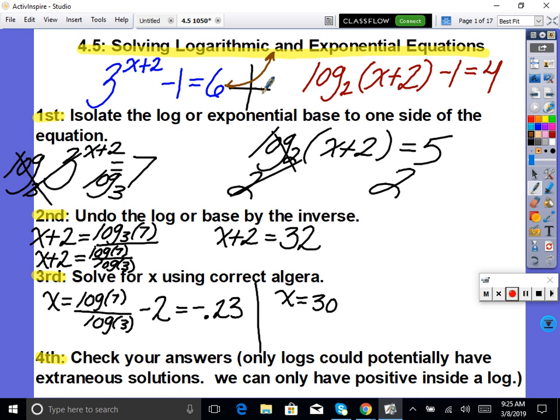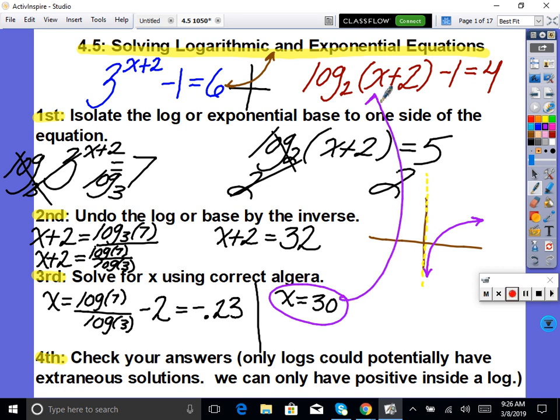Now logarithms can have extraneous solutions. Because recall, a logarithm has a vertical asymptote at 0 and looks something like this. Our input is not negative or 0 for logarithms, correct? So when you check your answer, what you would do is say, okay, if I take 30 and plug it into my logarithm, will it make it negative inside the logarithm? Because that's input, it's inside. 30 plus 2 is 32. It does not make it negative inside, so it would not be an extraneous solution.